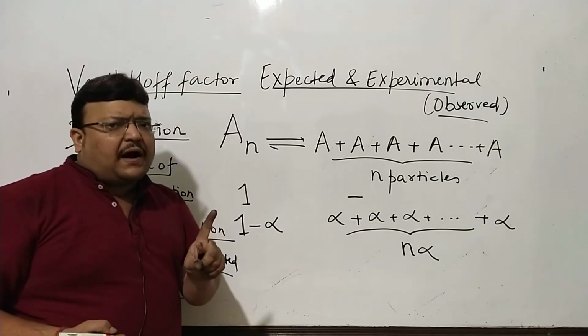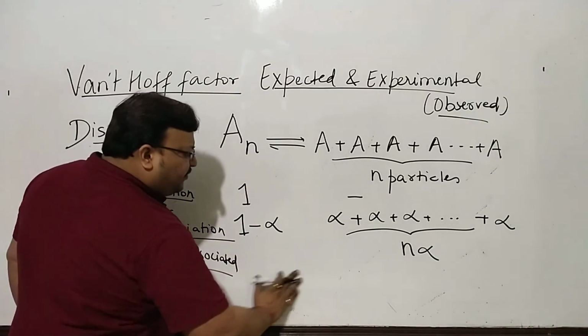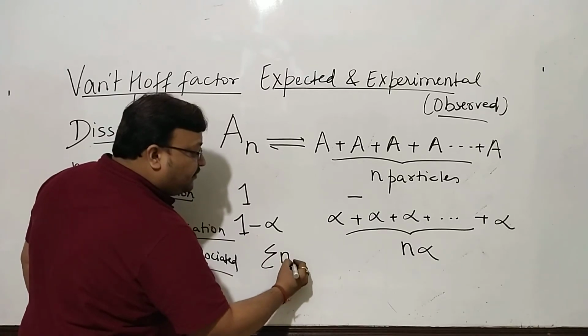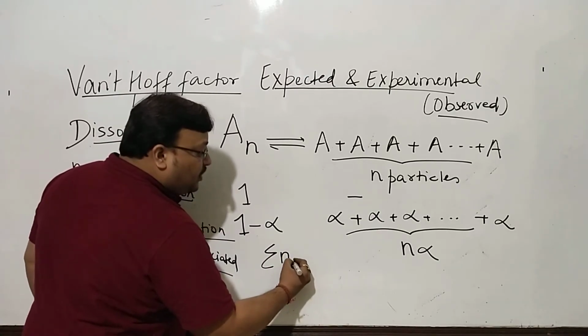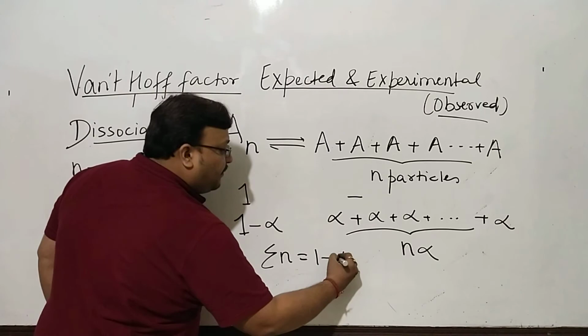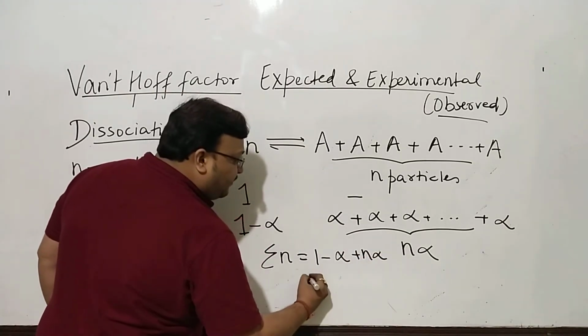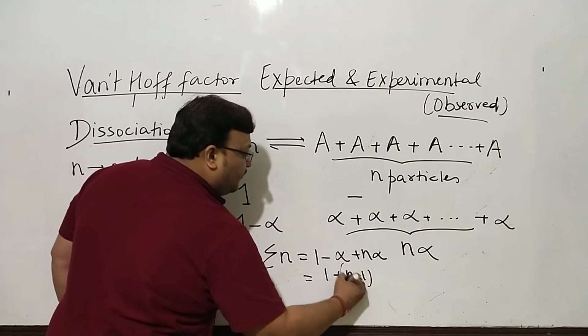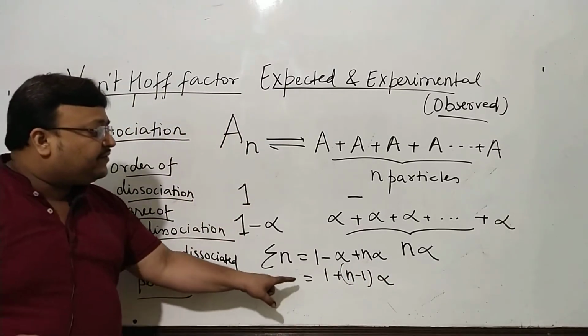You were expecting one particle, but what is the actual number of particles? So I can write, this is experimental. This is the actual number of particles, experimental: 1 minus alpha plus n alpha, which is 1 plus n minus 1 alpha. This is the actual number of particles.